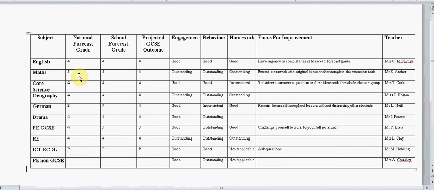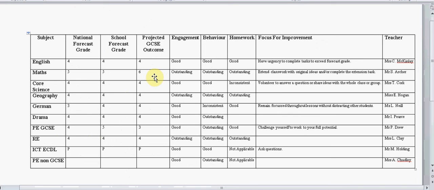Looking at maths, with this person, their national forecast grade is a 5. I don't know this, but I suspect that's because they did slightly better in their Key Stage 2 SAT for maths than they did in their Key Stage 2 SAT for English. So they're slightly better at maths than they may be at English. But again, we've got the national forecast grade and the school forecast grade being the same. Mr. Archer is saying their engagement is outstanding, their behaviour is outstanding, and their homework is outstanding. That's fantastic. And even better than that, Mr. Archer is saying they're going to better their forecast grade. I believe they're going to come out with a 6.